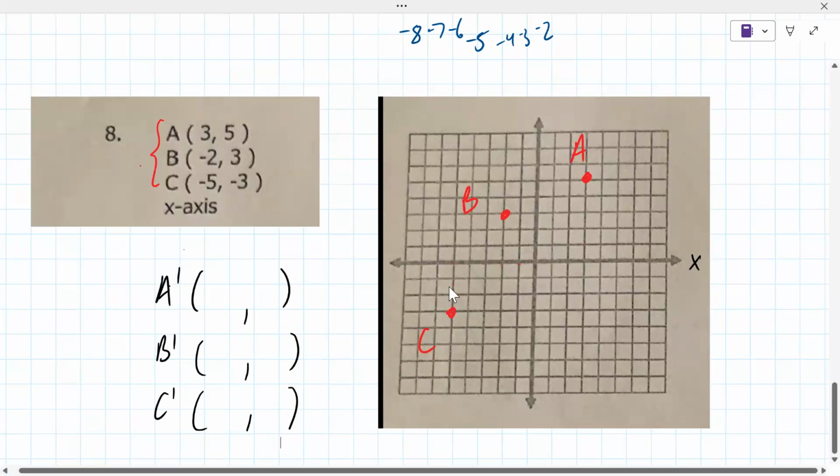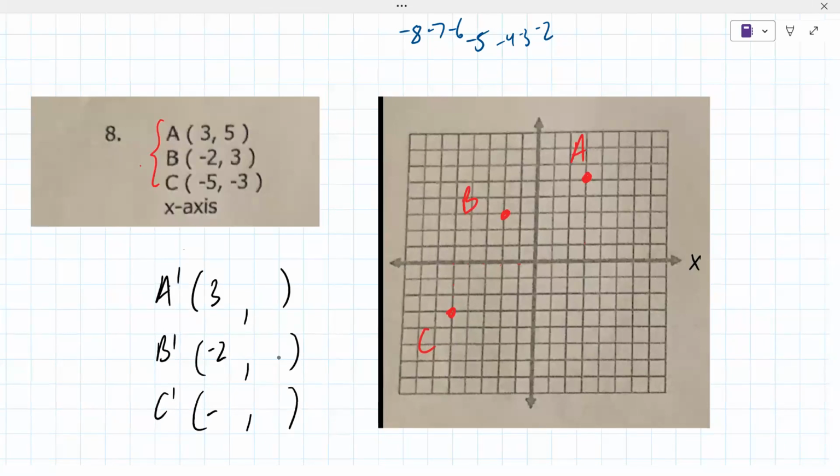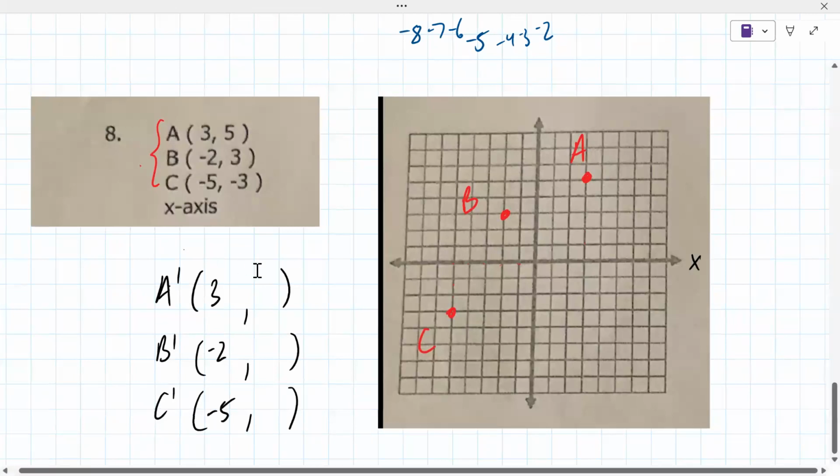So when you're going over the x-axis, the only thing that changes is the y value. So the x values are actually all going to be the same. According to that cheat sheet I sent you, what happens to the y value?